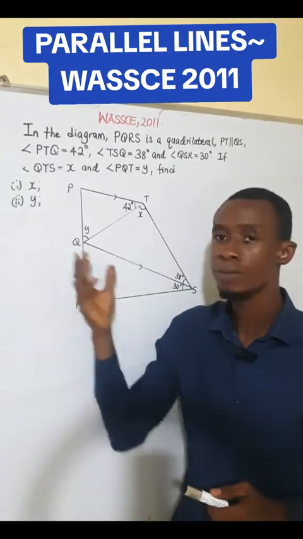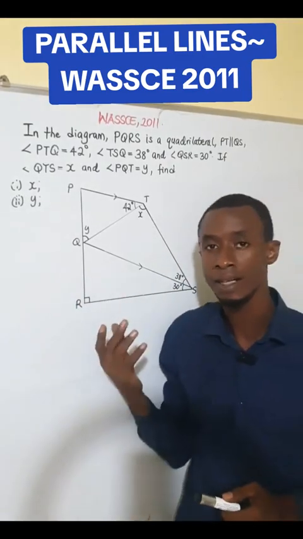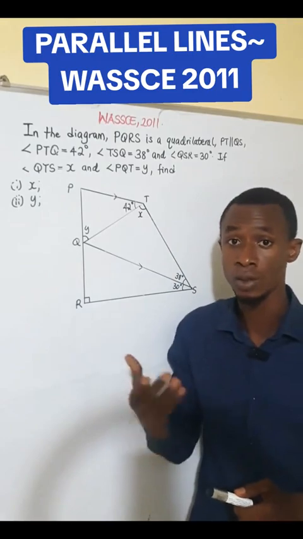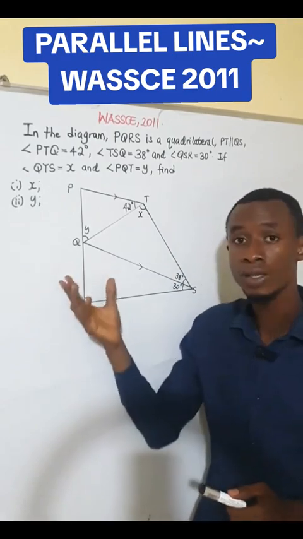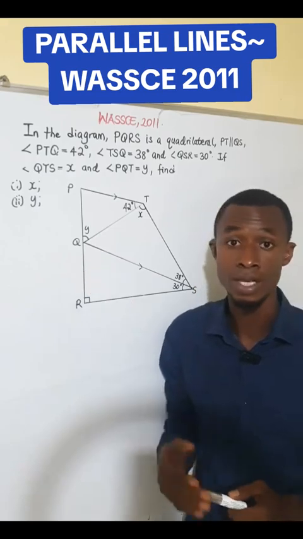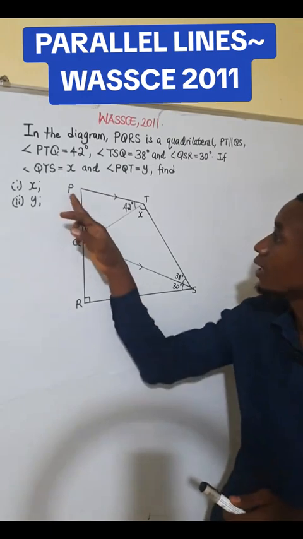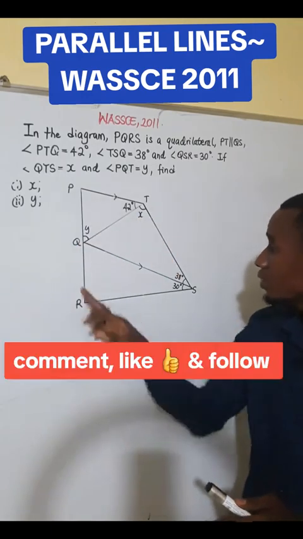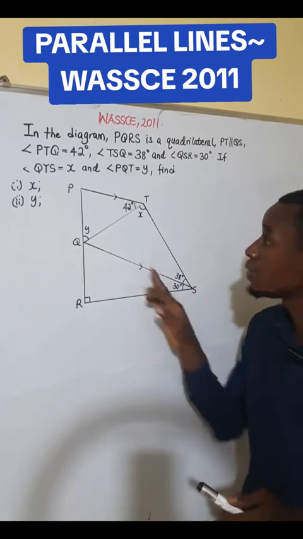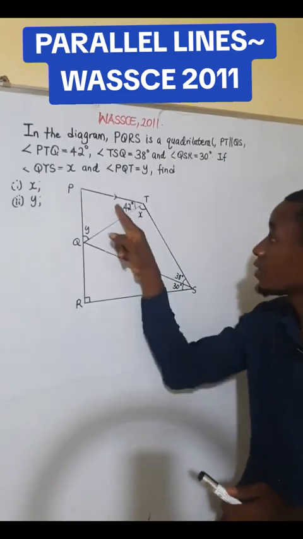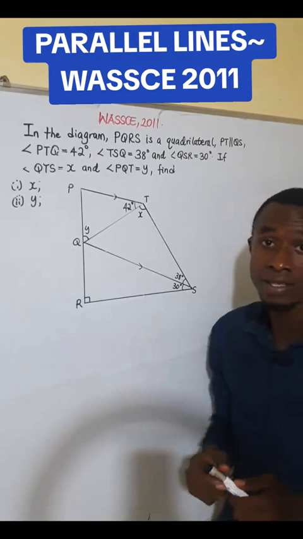Everyone, this is a very simple question, but looking at this diagram, it appears to be so difficult for a lot of students. You can only solve this question when you know the concept of parallel lines, right? We have a condition which says line PT is parallel to line QS. So it means this line is parallel to this line. As you can see, the arrows are facing in the same direction.